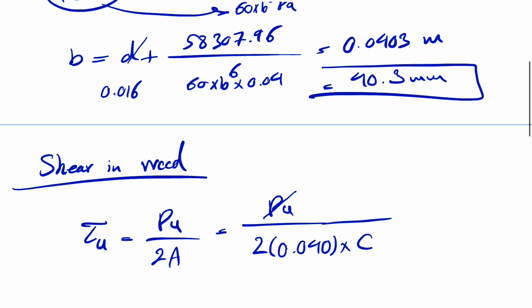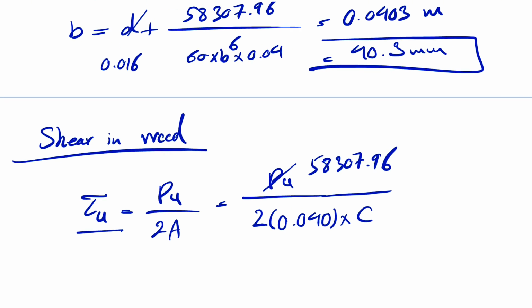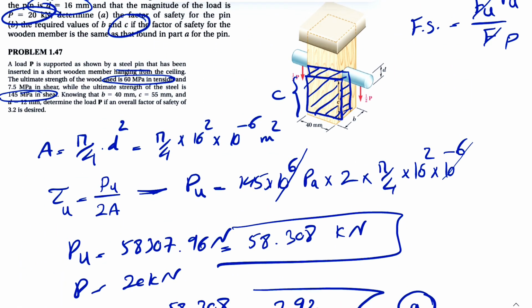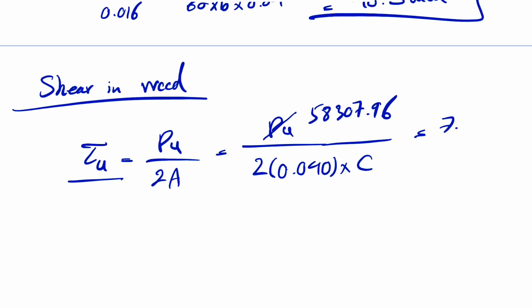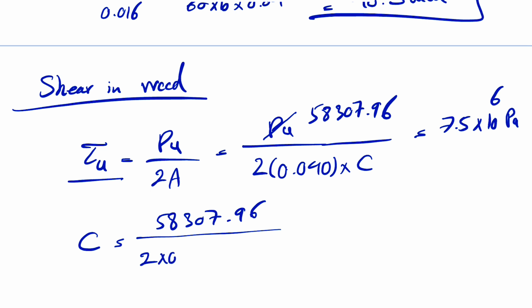Our P we already found, and used it multiple times in this question, 58,307.96. And also we have the ultimate shear in the question, which is the shear in the wood, 7.5 megapascal or 7.5 times 10 to the 6 pascals. So C would be easy to find. 58,307.96 divided by 2 times 0.04 times 7.5 times 10 to the 6.